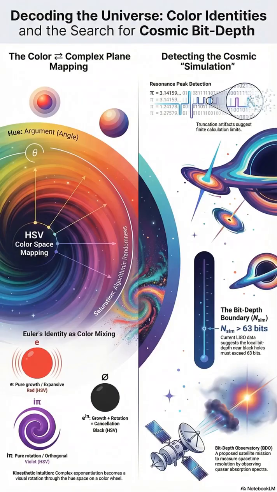They are checking if N of z, the resolution at a given redshift, is static or dynamic. If it's static, the rules were set at the Big Bang and never changed. But if it's dynamic, if the resolution upgrades over time, that implies an active administrator, someone or something allocating more RAM to the system as it grows.